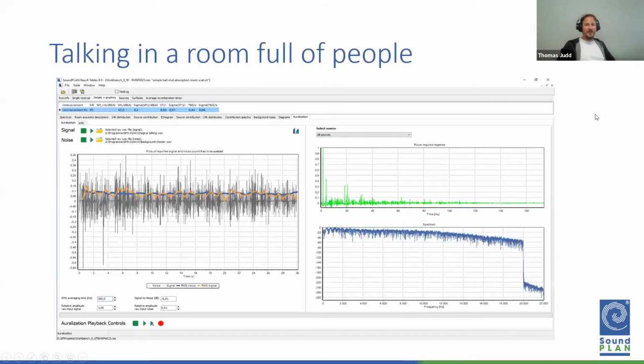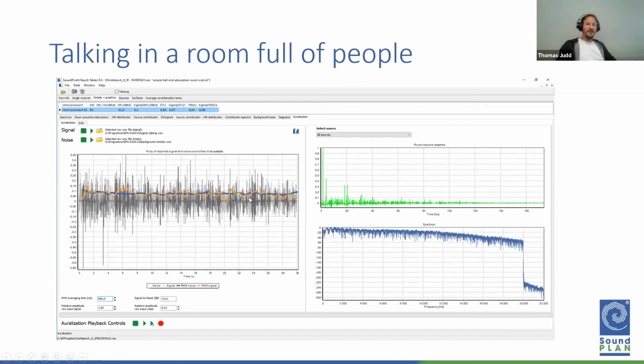This is just a screenshot of what our surface for our auralization looks like. I've got talking in a room full of people. On the left panel, the orange curve is the RMS value of the speaker signal, which is the thing you want to hear. And the blue is the background noise, all superimposed. You've got in green on the right the room impulse response. So you can see the initial sharp peak is the direct sound, followed by various reflections and the like.